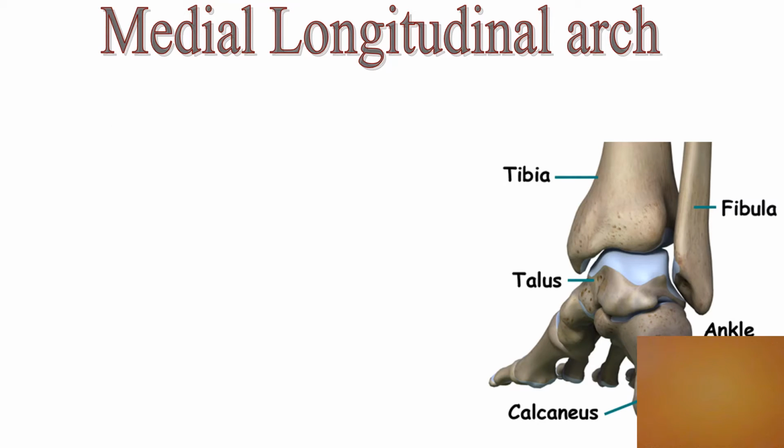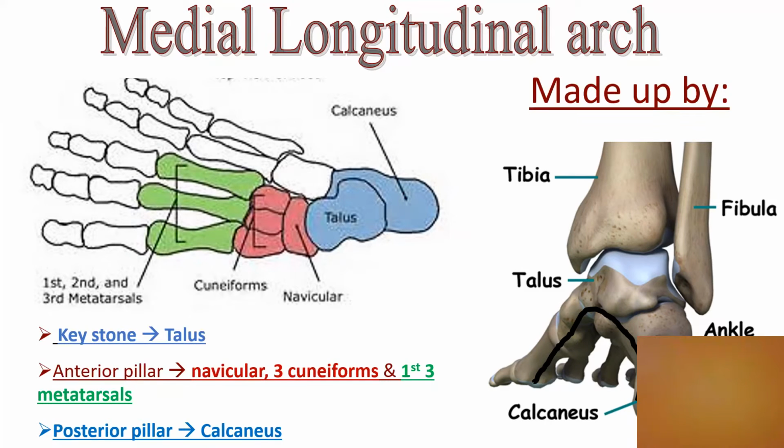For the medial longitudinal arch, we need to know these 3 parts, which are the anterior pillar, formed of the navicular, the 3 cuneiforms, the first 3 metatarsal bones; the posterior pillar, which is made of the calcaneus here; and the keystone is formed of the talus. This is the highest point of the arch.